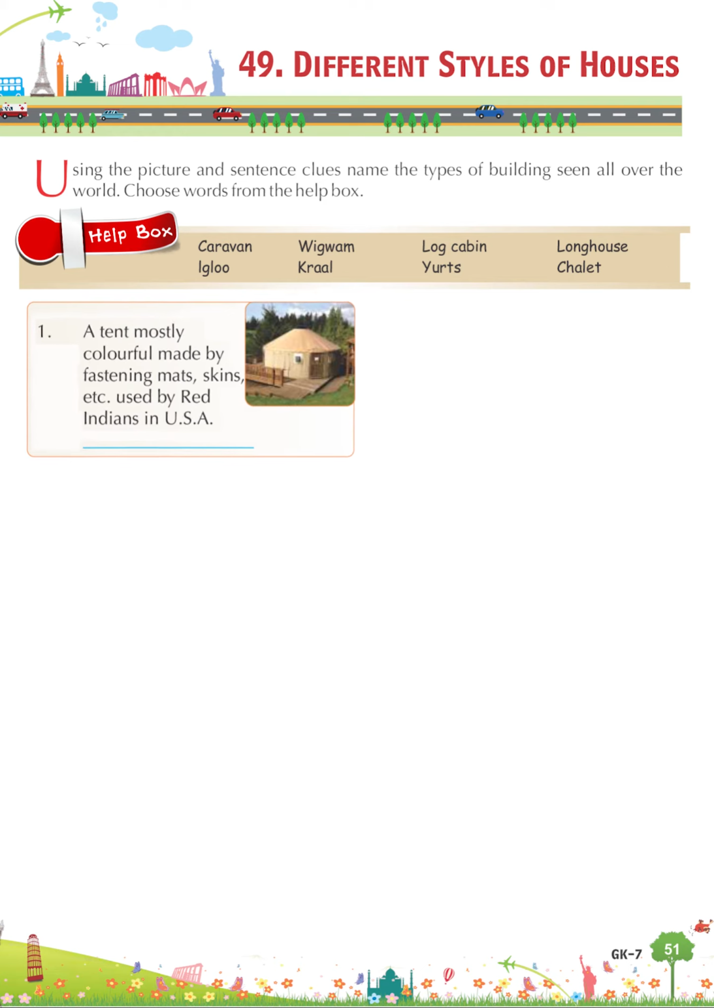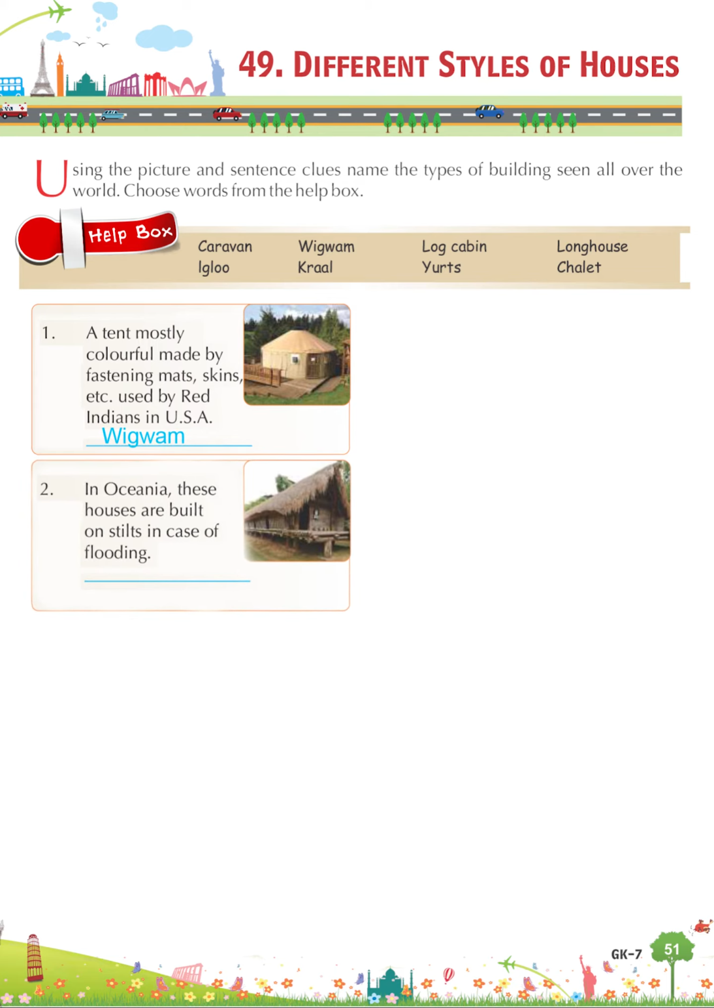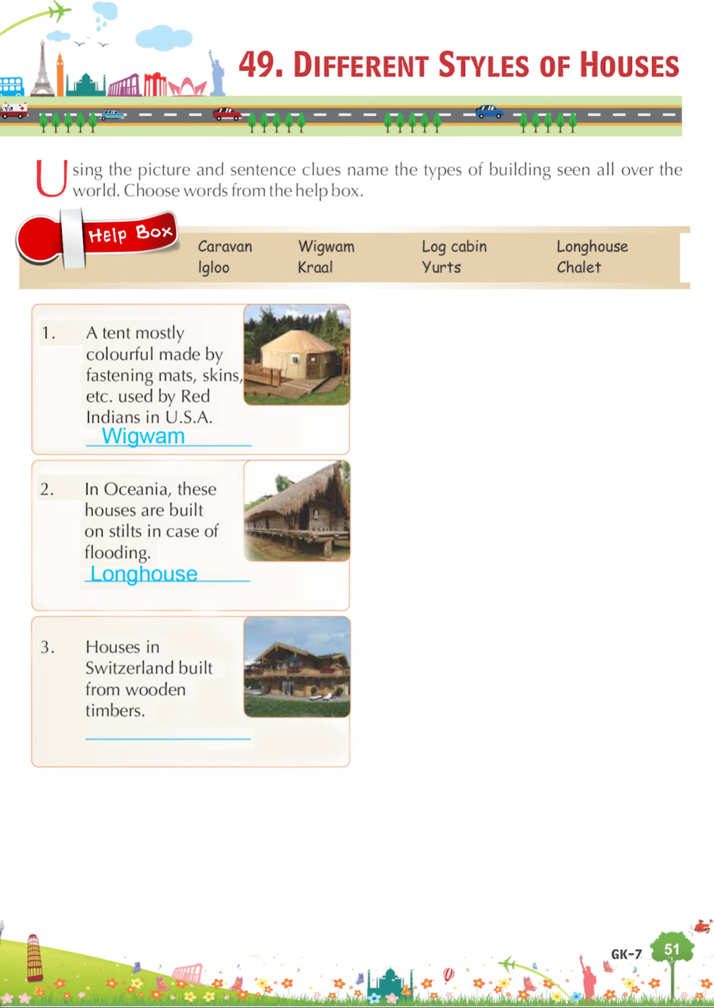1. A tent, mostly colorful, made by fastening mats, skins, etc., used by Red Indians in USA. Wigwam. 2. In Oceania, these houses are built on stilts in case of flooding. Longhouse. 3. Houses in Switzerland, built from wooden timbers.